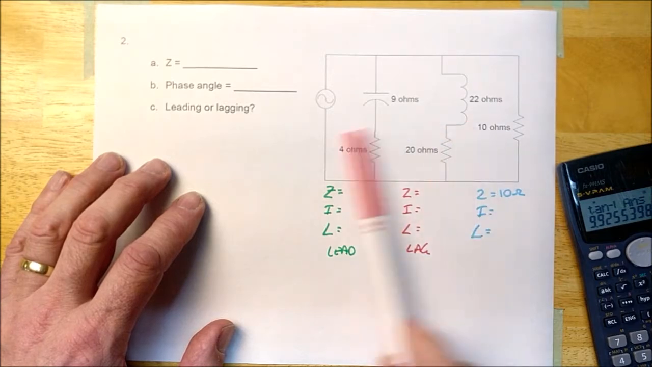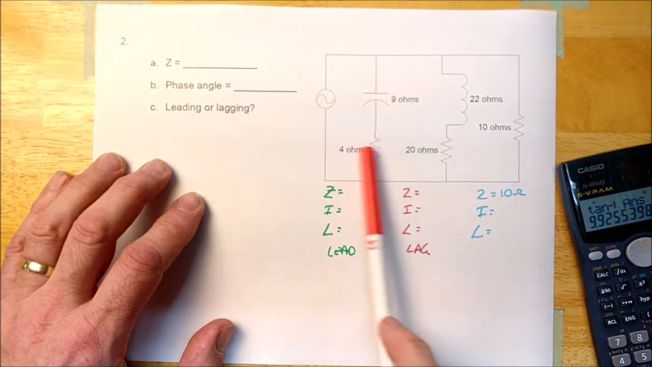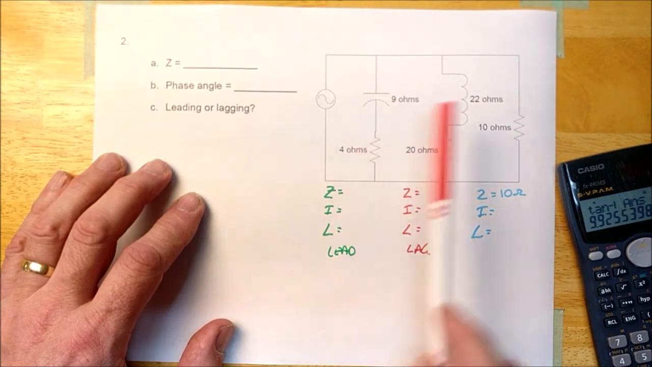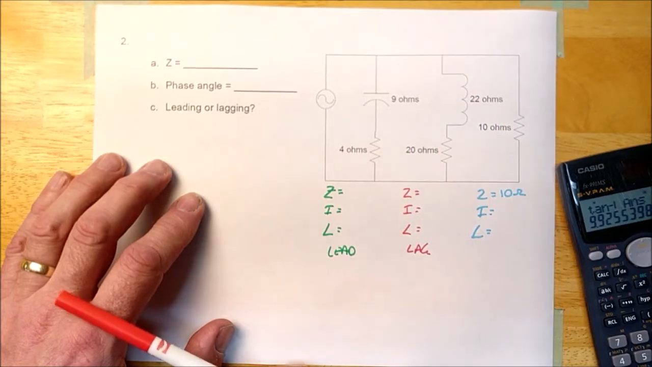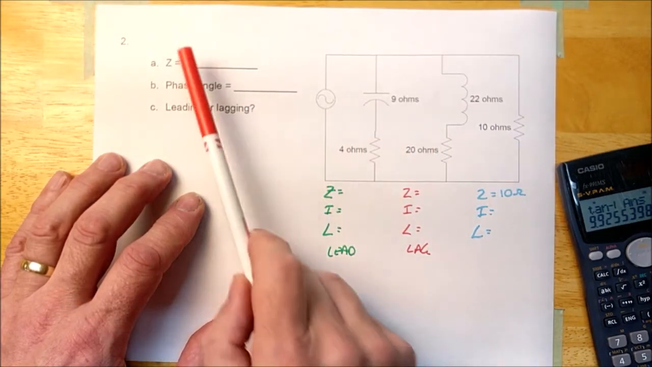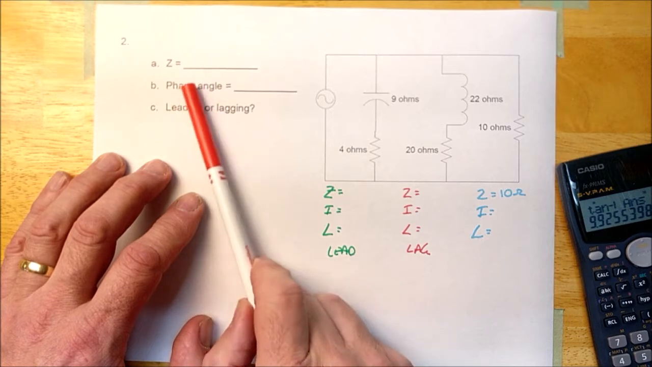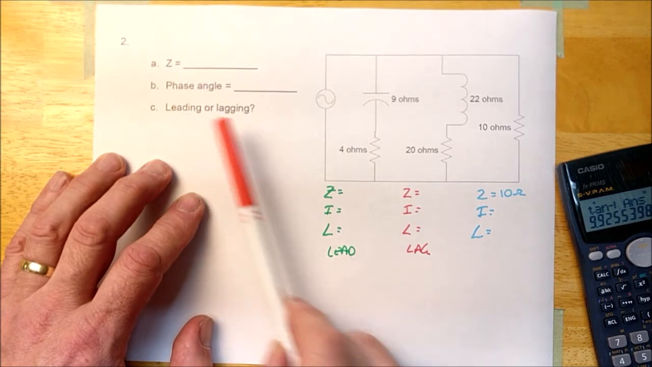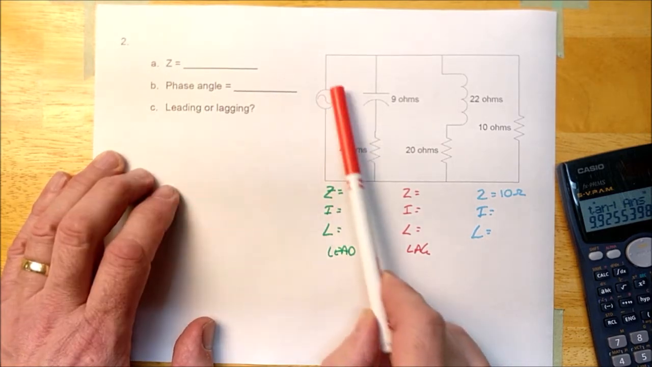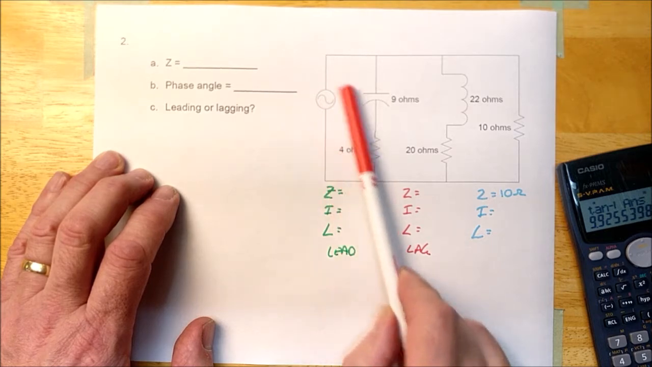It looks exactly like the other one, except it's got all different values. One rung with a capacitor, one rung with an inductor, one rung with just a resistor. Look at this one. It only wants the impedance, the phase angle, and leading or lagging. It doesn't ask for any currents. That's because I have not provided you with a voltage.